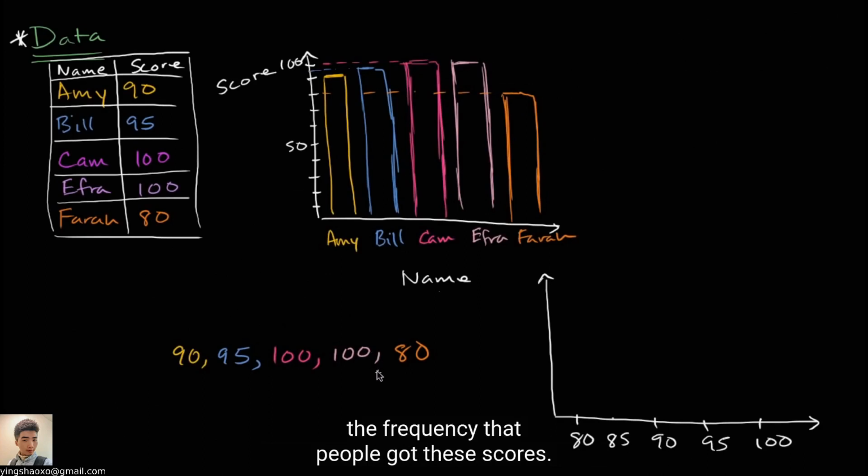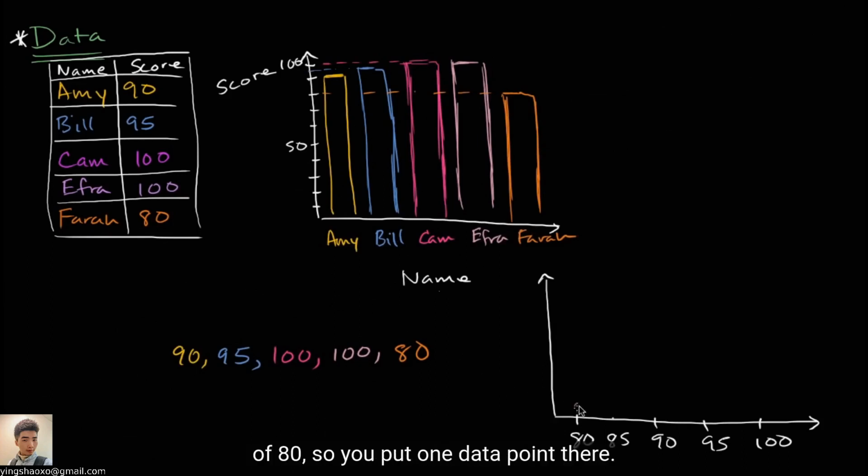And then you could record the frequency that people got these scores. So how many times do you have a score of an 80? Farah is the only person with a score of 80, so you put one data point there. No one got an 85. One person got a 90, so you put a data point there. One person got a 95, that data point right over there. And then 2 people got 100. So this is 1 and 2, the other 100.